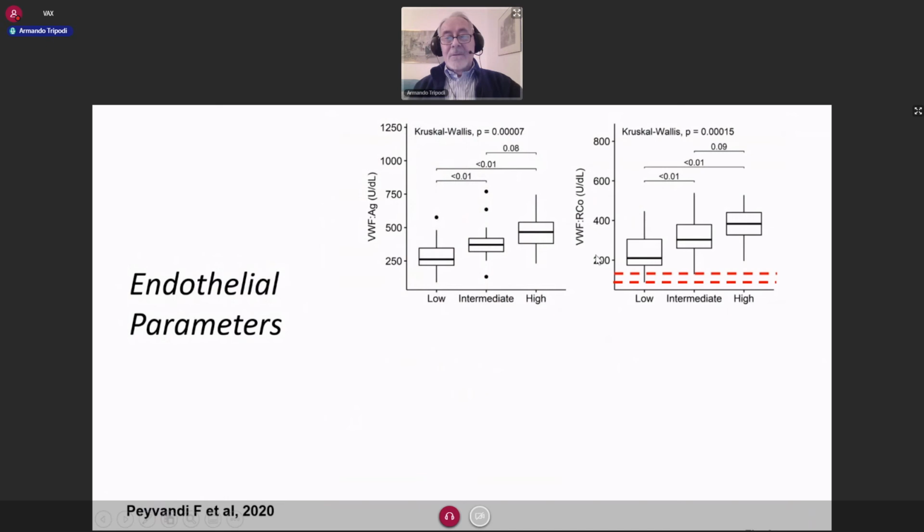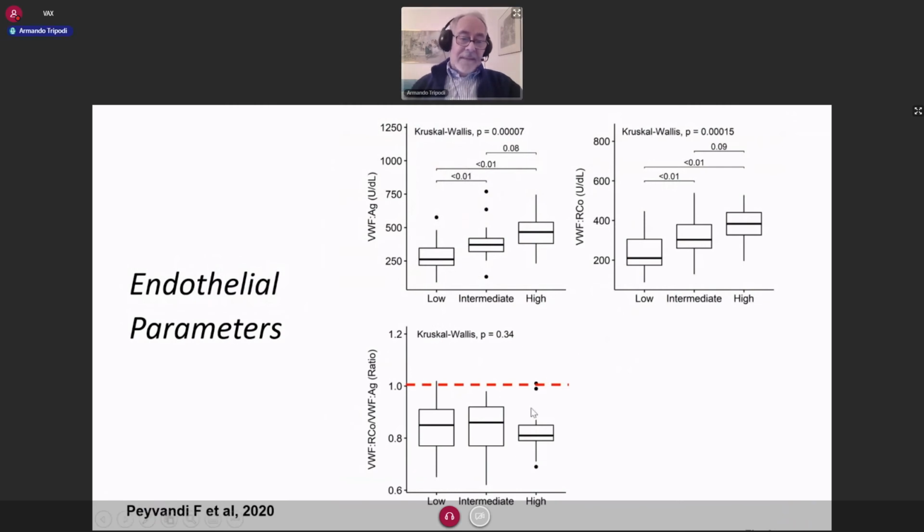These are the results of the ristocetin cofactor activity in the three groups of patients. Again, even ristocetin cofactor was elevated much more than the upper limit of the normal range. And again, there was a very good correlation between the three groups. When we looked at the ratio between ristocetin cofactor and antigen, we found that all the patients, as you can see here, had a ratio which was lower than the expected unity.